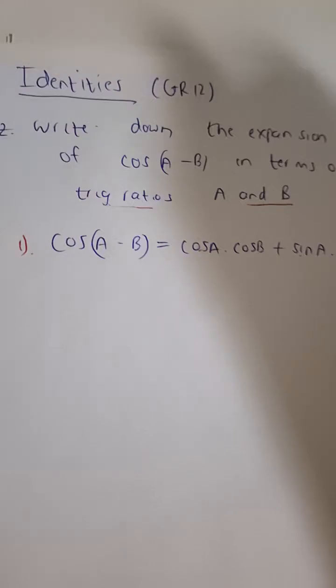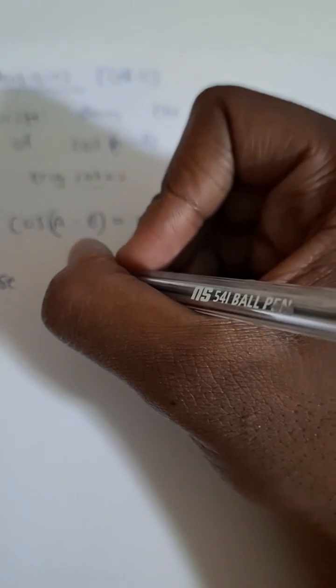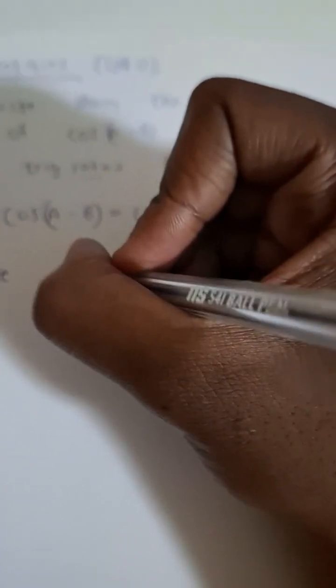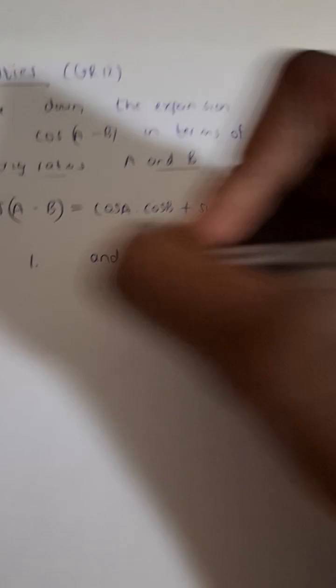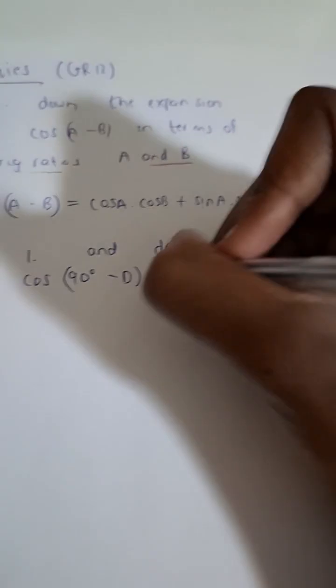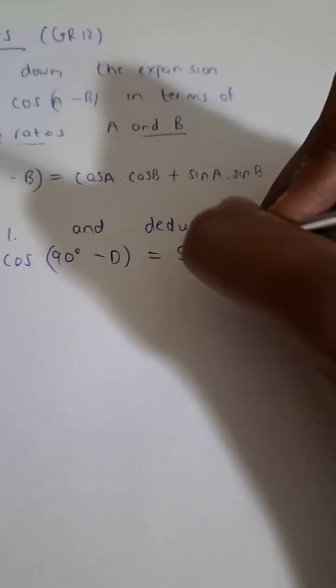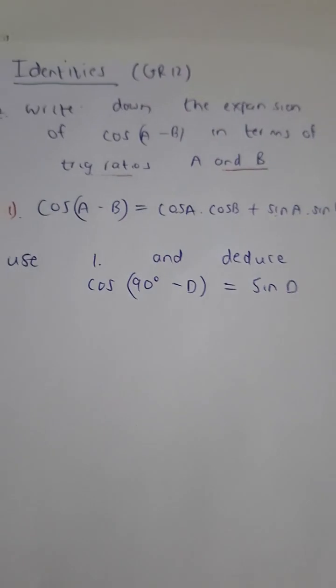Then let's say they ask a follow-up question. They say use 1 and deduce cos 90 degrees minus d equal to sine of d.